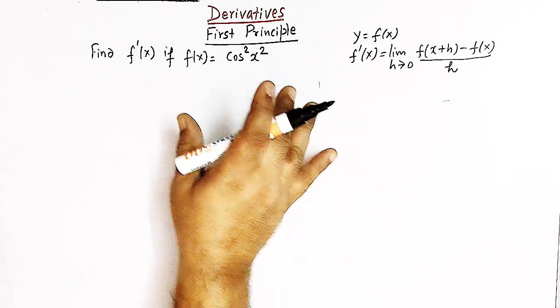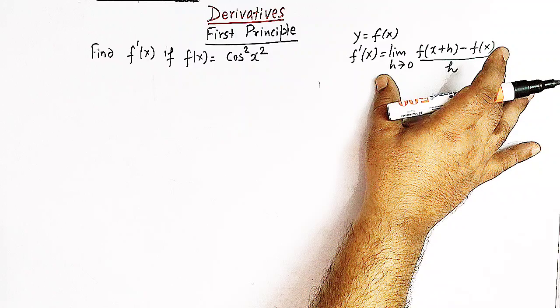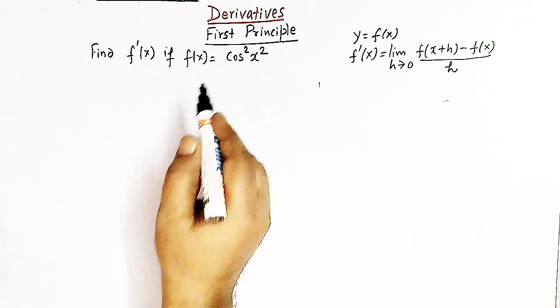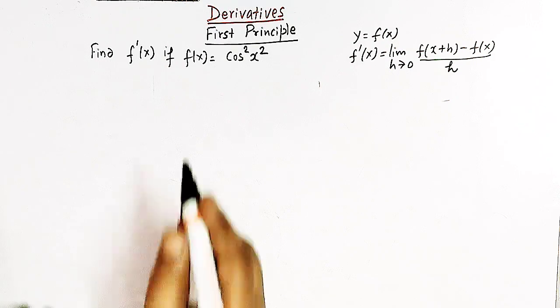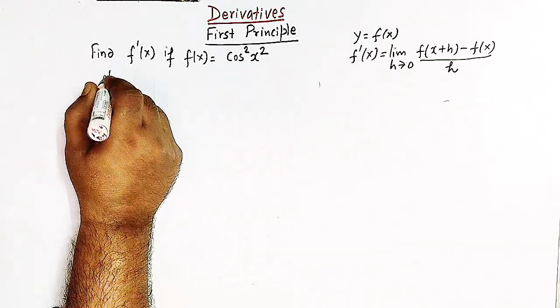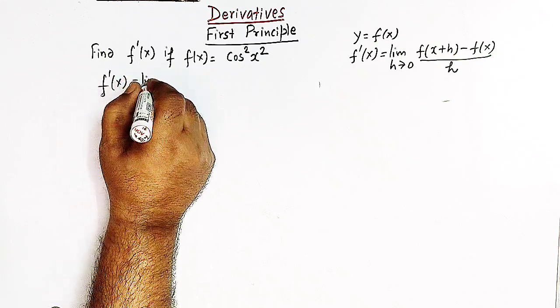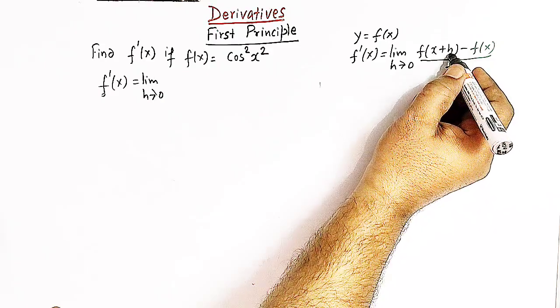So here in this class we'll utilize this definition or this limit to arrive at the derivative of the function f of x, which is cos square x square. So let us start. So now the derivative of this function is given by f prime of x, and this is limit h tends to 0 and f of x plus h.